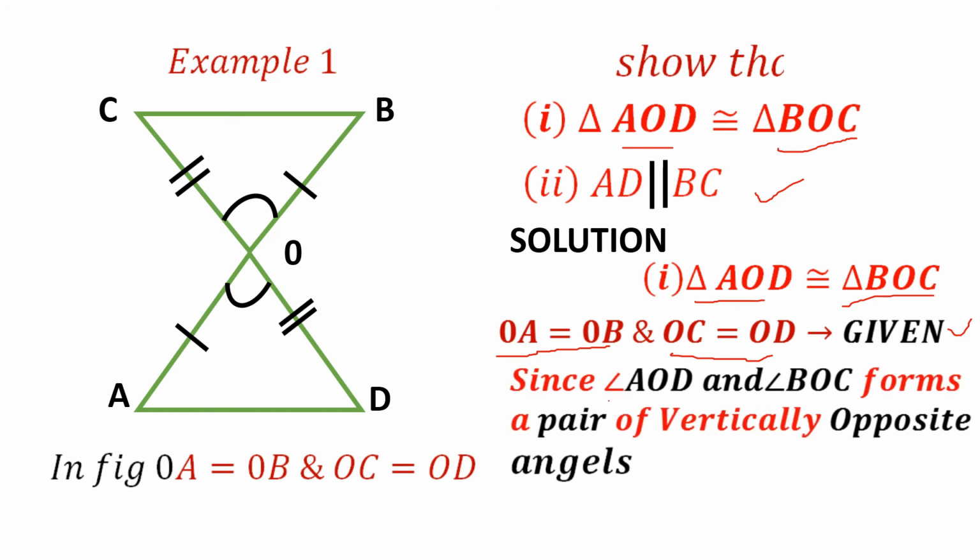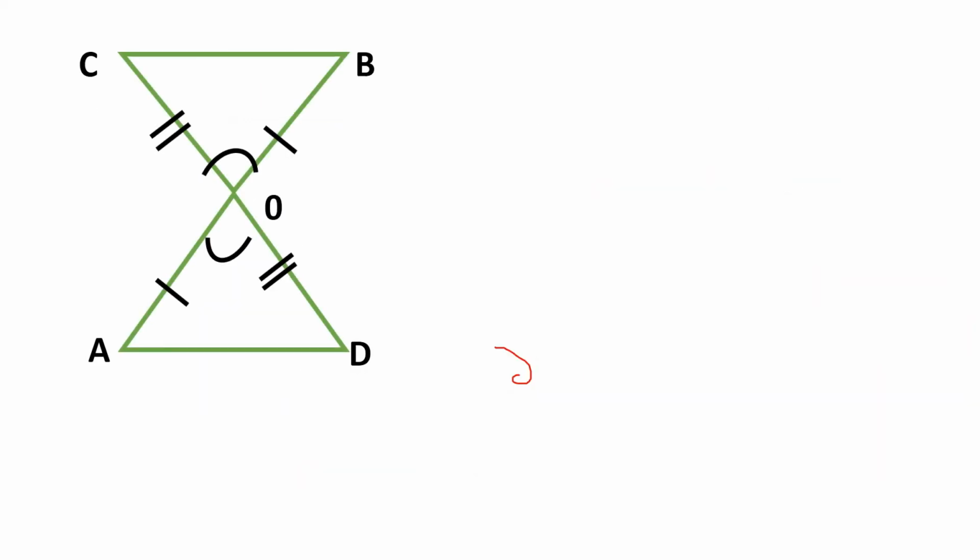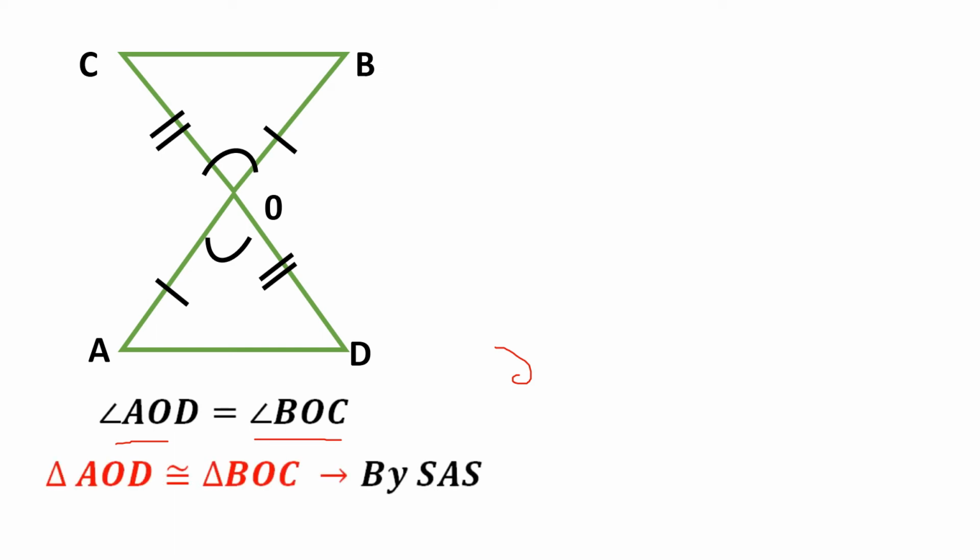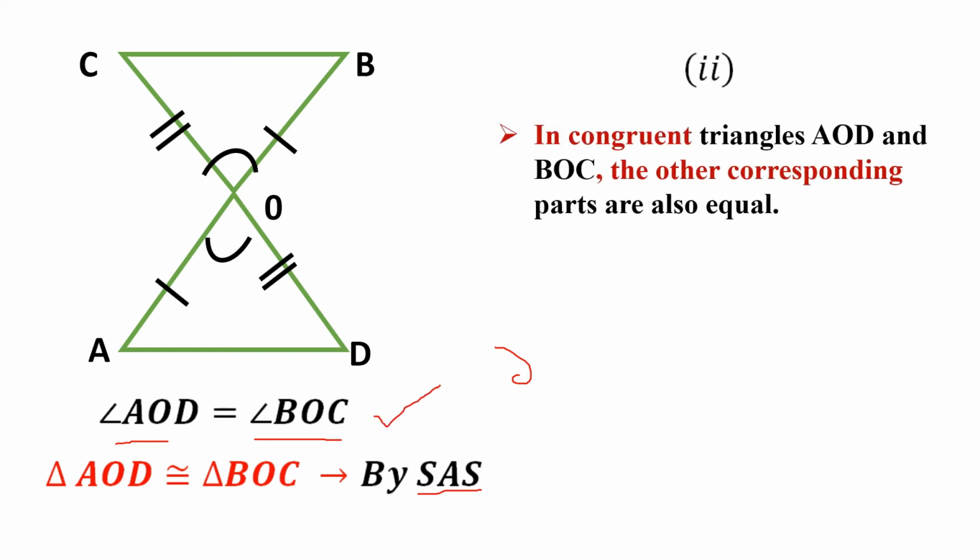Now, the included angles, angle AOD in the first triangle and angle BOC in the second triangle, are vertically opposite angles. That is why this condition is satisfied, and angle AOD is equal to angle BOC. Once the condition is satisfied, by SAS, that is side-angle-side, the first statement is proved. Now we'll go for the second statement.